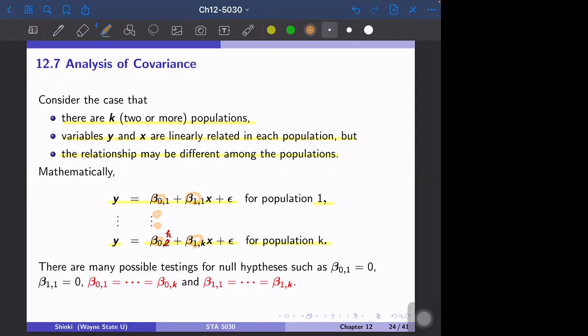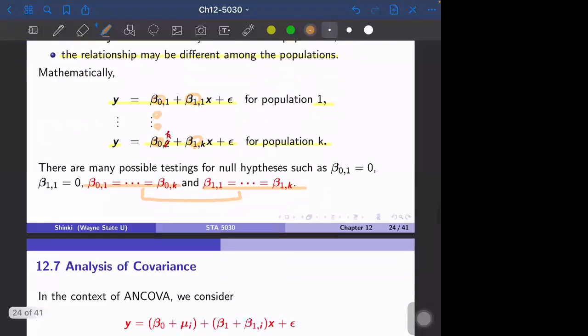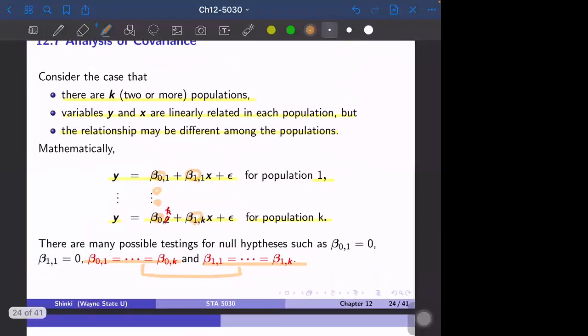Our objective is often to test if beta 11 to beta 1k are all the same or not, or also if the intercepts beta naught 1 to beta naught k are all equal or not. If all equal, then we may want to test if the coefficient of x is equal to 0 or not. It is not common to test if the intercept exists, so probably we can ignore this one.